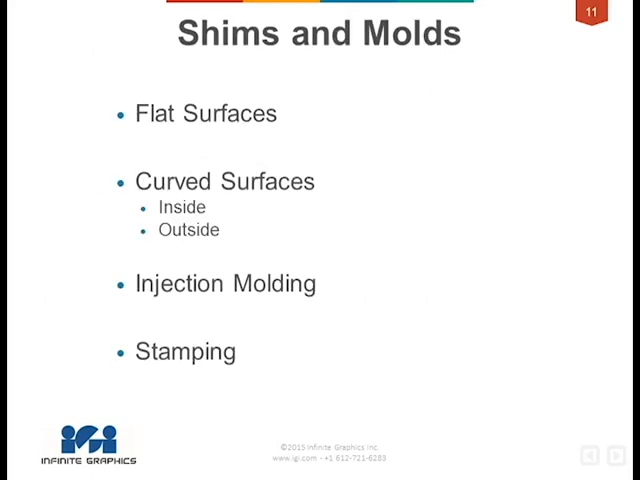Often the reason for making these nano and microstructures are to replicate them, and for that you'll need a shim or a mold. And IGI supports shims and molds on flat surfaces, curved surfaces, whether it's on the inside or the outside, injection molding, or stamping.